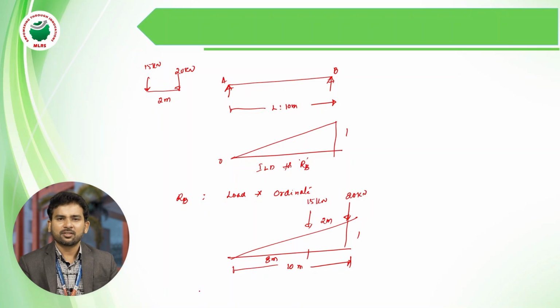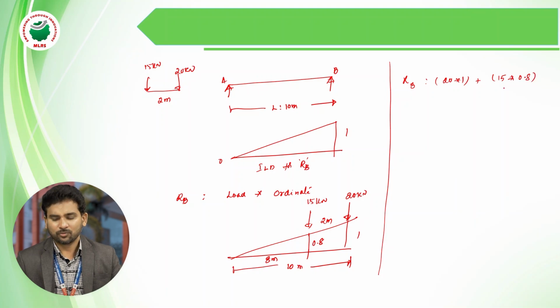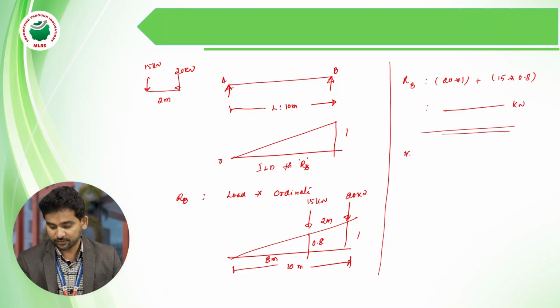Already in the previous reaction RA we have determined the same values, so here also they will be reflected. Right. Now find out the RB value. Reaction RB equals 20 into 1 plus 15 into 0.8. So this is the final reaction of RB, the maximum reaction.